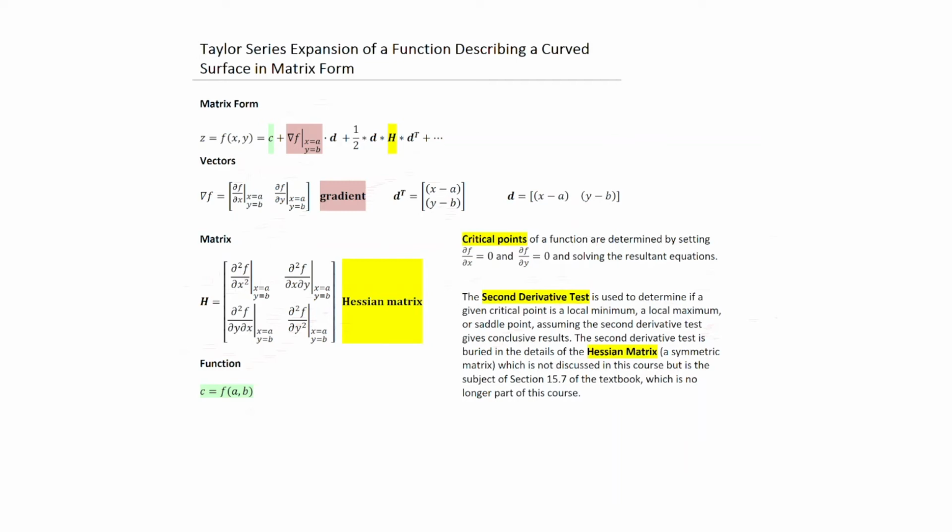It is a symmetric matrix, right? Symmetric meaning this side and this side are equivalent to each other. But it's not discussed in this course, though it is the subject of section 15.7 of the textbook. It's no longer part of the course because we introduced reading week, and that meant something had to go. The textbook doesn't really do justice to the topic. It's best treated on its own in a more expanded fashion, and that's why this was left out. So you don't need to know anything about taking second derivative tests. It's just here for your interest.